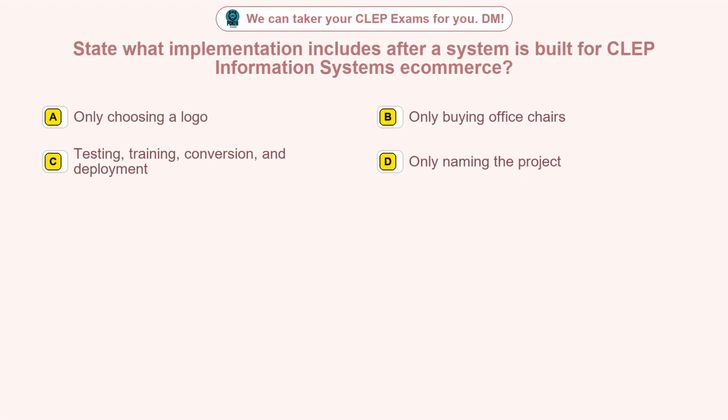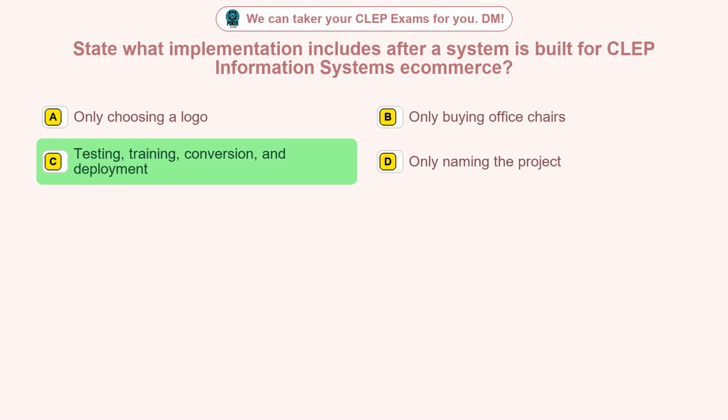Question 74. State what implementation includes after a system is built for CLEP Information Systems Ecommerce. Option A, only choosing a logo. Option B, only buying office chairs. Option C, testing, training, conversion, and deployment. Option D, only naming the project.